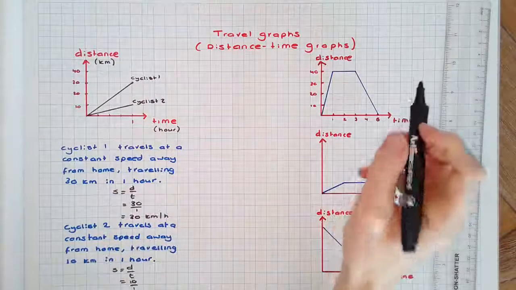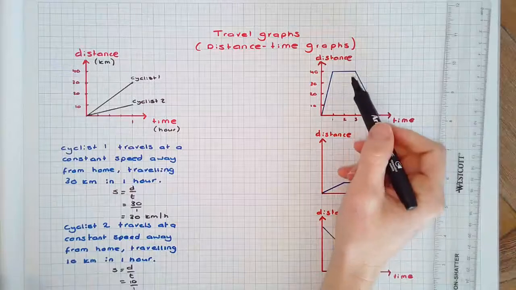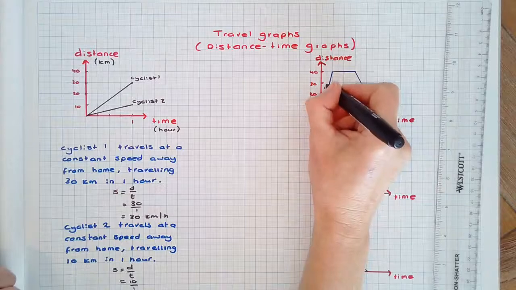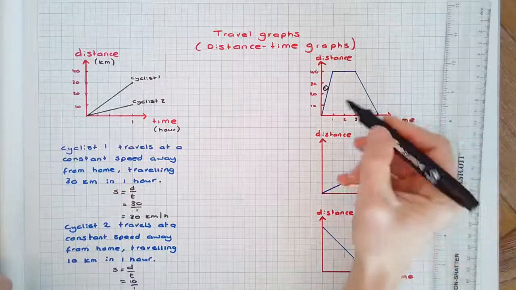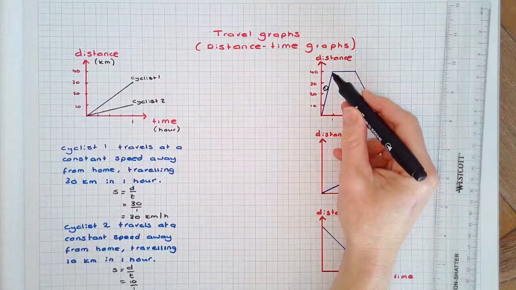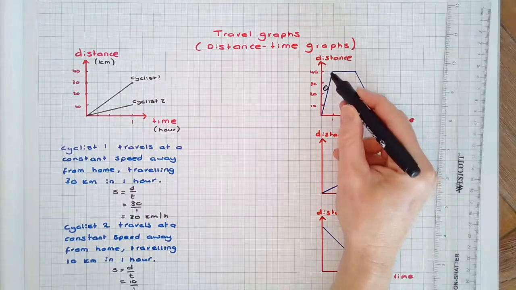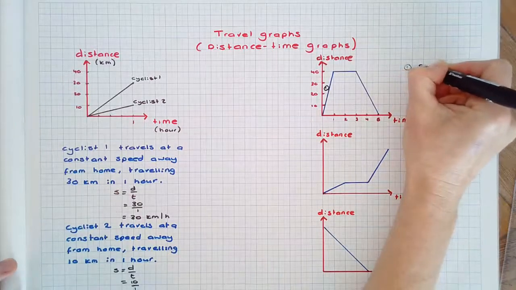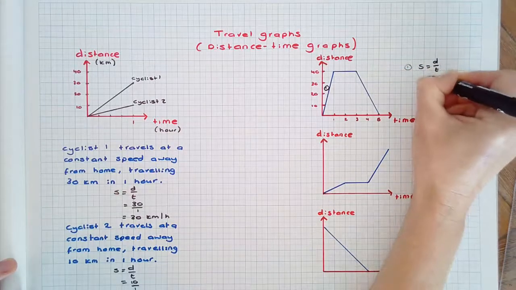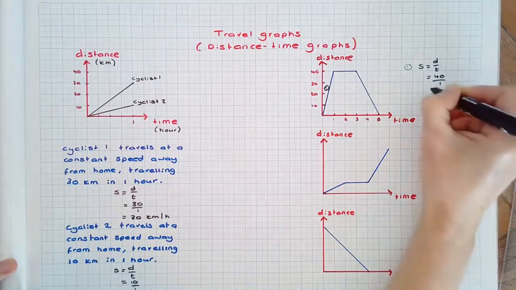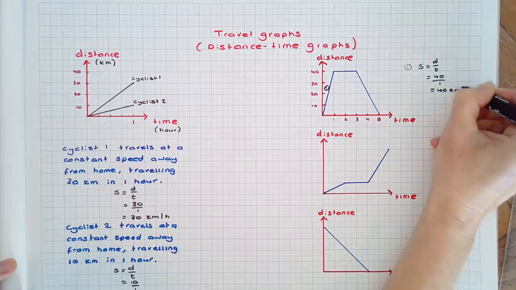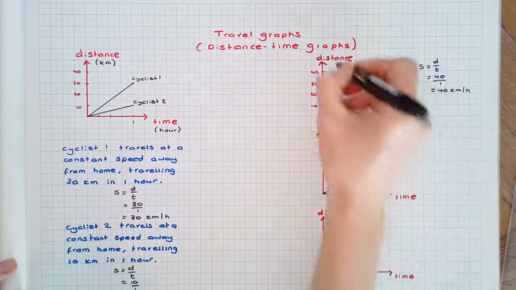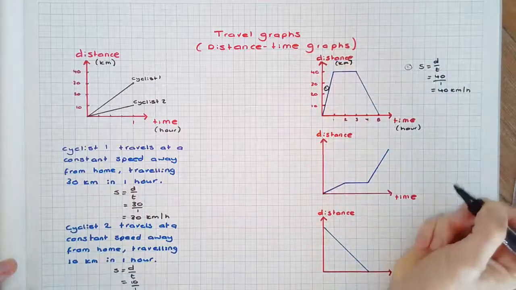Here is a graph of another cyclist journey to visit a friend who lives 40 kilometres away. In this first section of the graph, I'll label 1, the cyclist is travelling at a constant speed away from home. She travels 40 kilometres in 1 hour. The speed equals distance divided by time, which is 40 over 1 hour, which is 40 kilometres per hour. Again, we need to label the units of the graph, hour and kilometres.